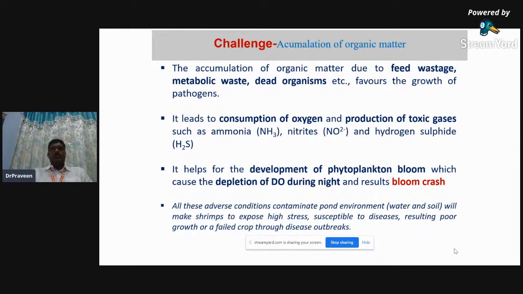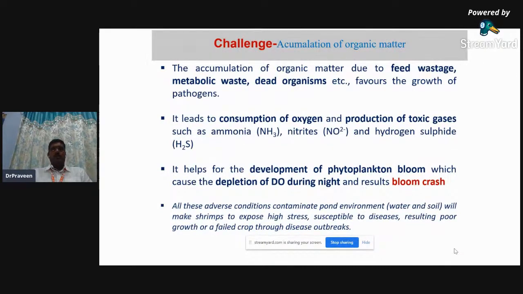And it leads to high consumption of oxygen. It also allows the production of toxic gases such as ammonia, nitrates, and hydrogen sulfide gas. These are all the common problems farmers regularly face because of the accumulation of organic matter. It also helps the development of phytoplankton bloom, which causes the depletion of DO. This may happen normally at night, which will cause bloom crash. All these adverse conditions contaminate the pond environment.